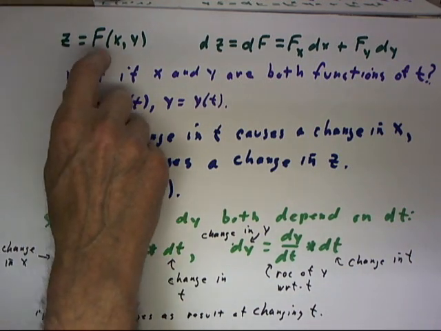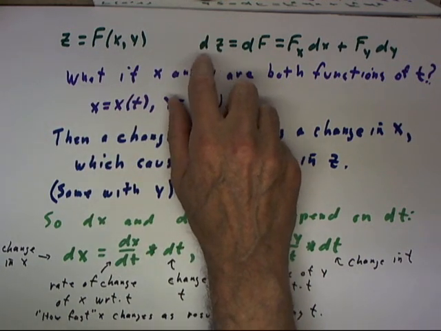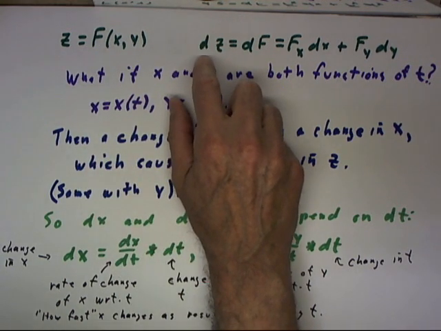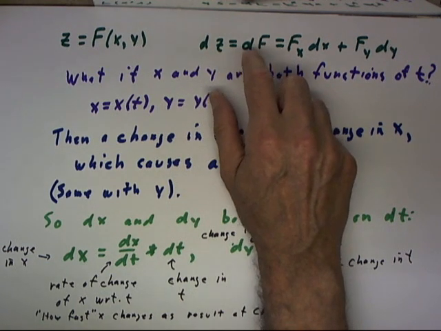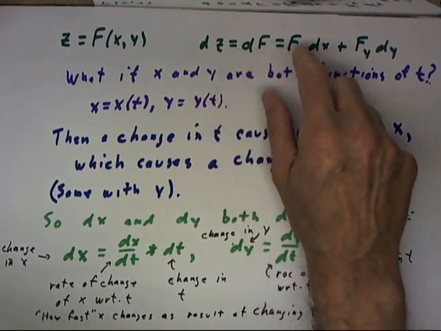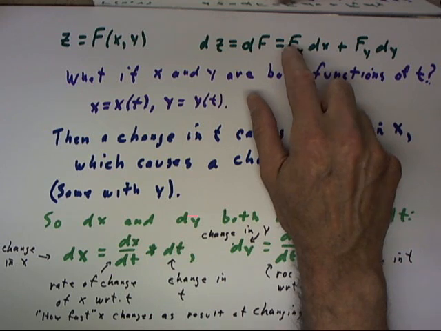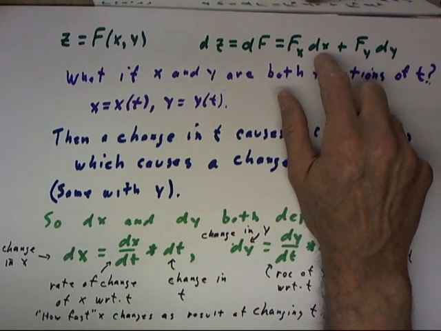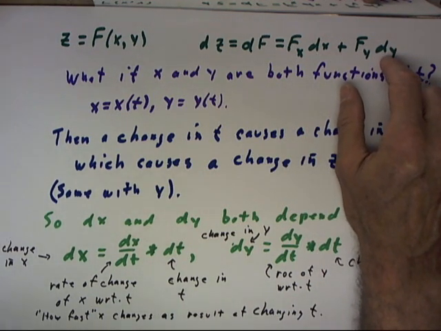If z is a function f of x, y, then dz, which we can think of as a tiny incremental change in z, is of course equal to df, because f is the same as z. And the df we can write as fx, meaning the x partial derivative of f, times the incremental change in x, plus fy times the incremental change in y.